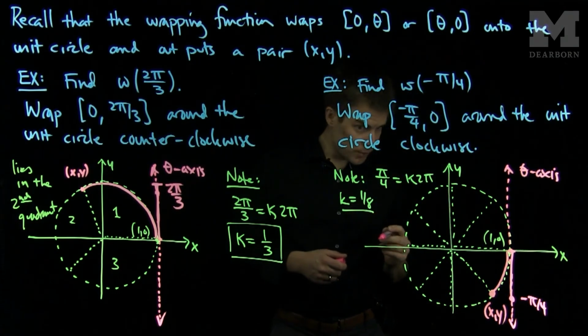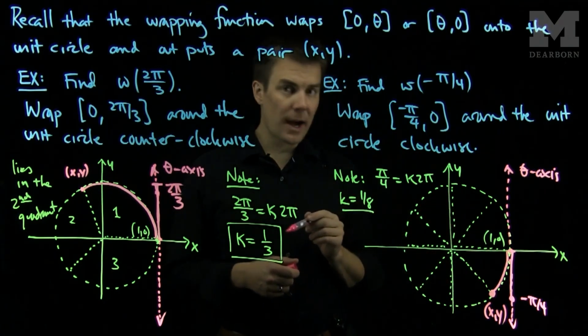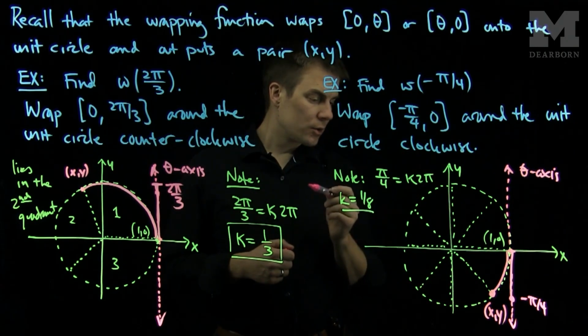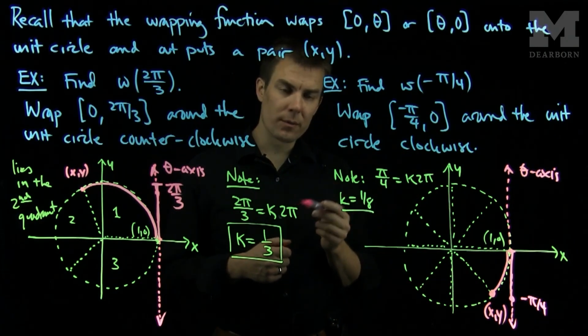In further videos, we will see explicitly how to find the coordinates of x and y in terms of square roots of 2, square roots of 3, and 1/2.